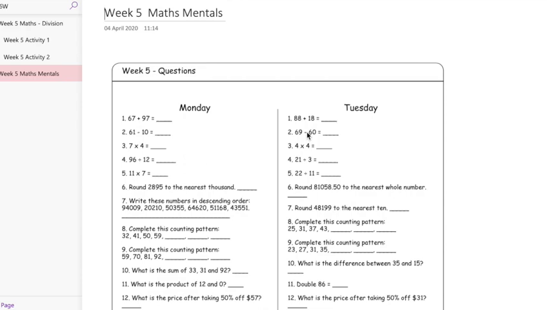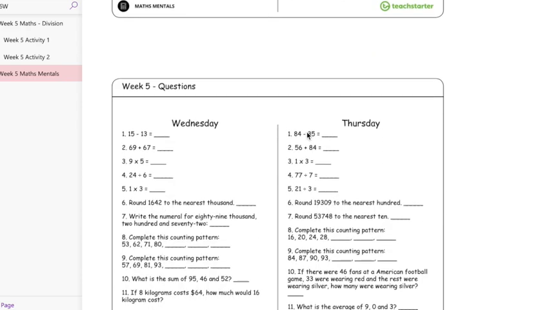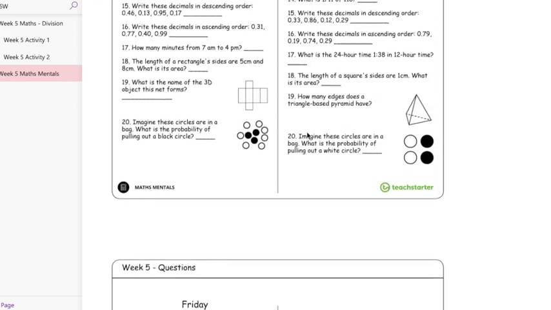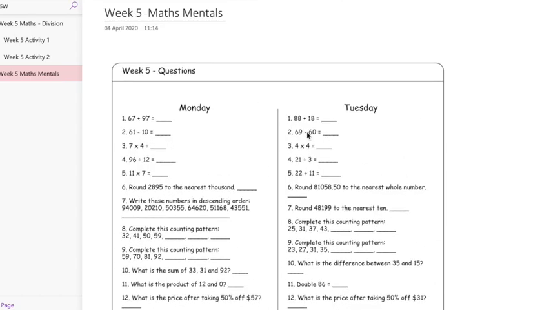We have our math mentals that you're going to be completing each day. Don't race ahead and do them all in one day. The activity here is that you're going to go through and complete one per day to get that brain firing before you start your math activity for the day.